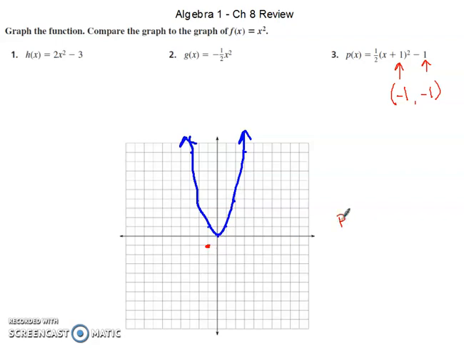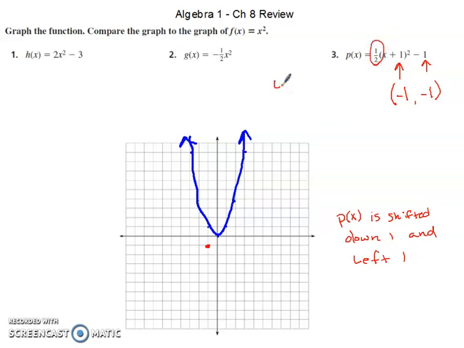I'm actually going to go ahead and just start by writing that. So p of x is shifted down 1 and left 1. And then we're going to check out what happened to our pattern.